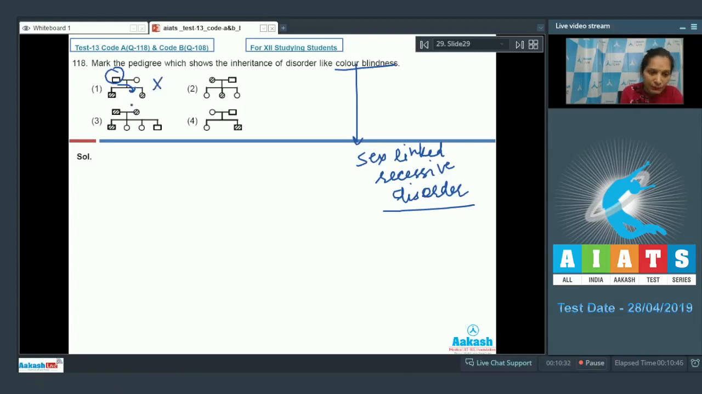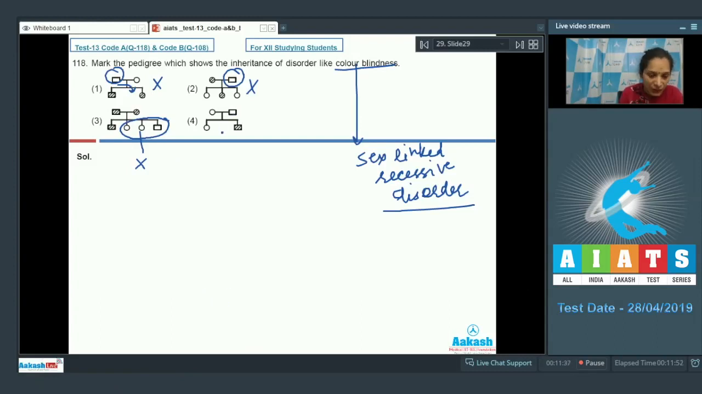This is not possible. Now, in this second case, again the father is normal and the daughter is affected. But as I said, for sex-linked recessive disorders, father should be affected to make their daughters affected. Hence, this is not correct. Now, here in this pedigree, if both the parents are affected, there is no chance of getting unaffected progeny. If both parents are affected, progeny cannot have unaffected children. So this is also ruled out.